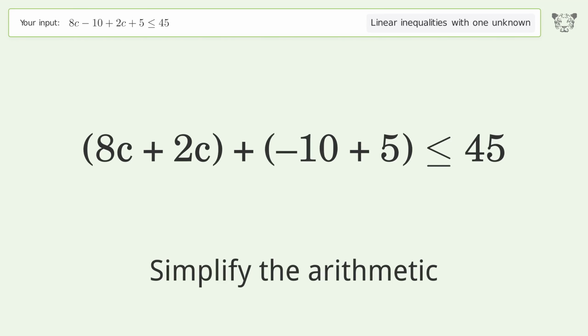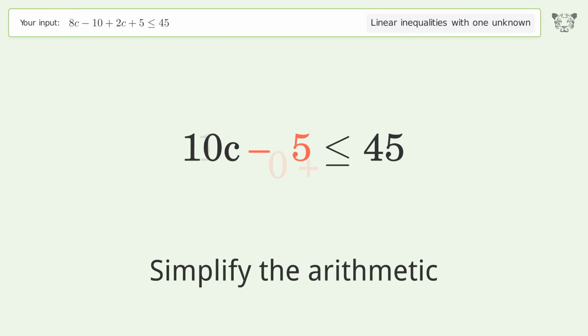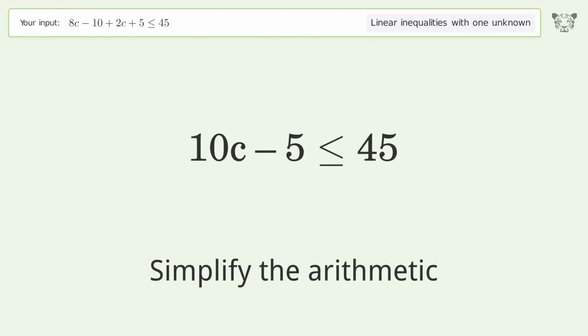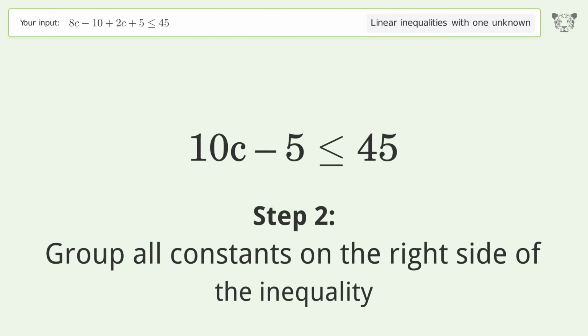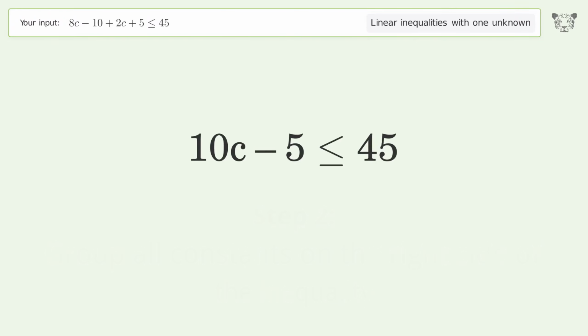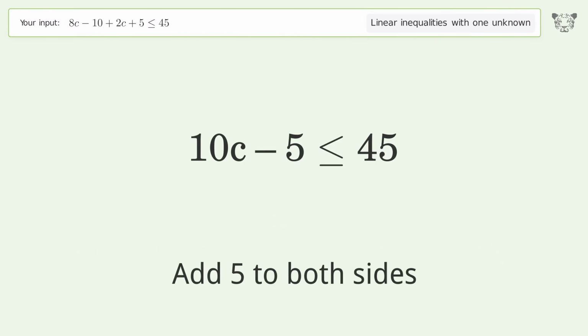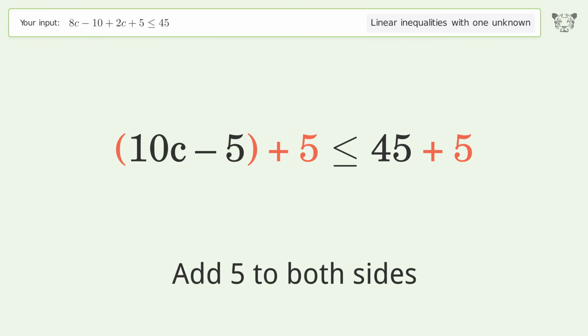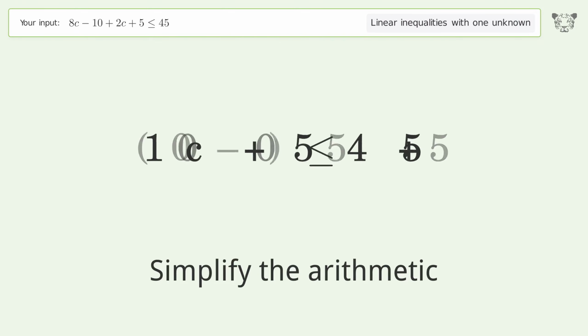Simplify the arithmetic. Group all constants on the right side of the inequality. Add 5 to both sides. Simplify the arithmetic.